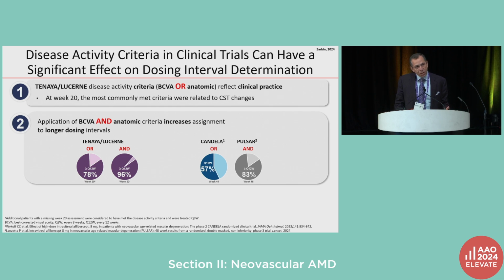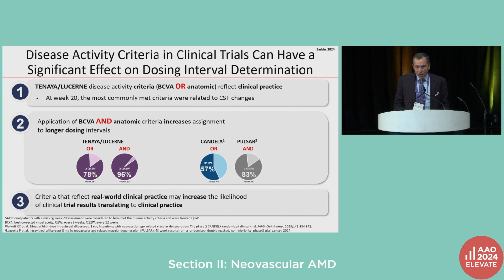When we require a change in vision and anatomy to mandate an injection, we're going to probably see an increase in the durability estimate, which is what we observed in the post hoc analysis of the Tenaya and Lucerne data. And this may perhaps underlie also the difference in the durability estimates that were reported in Candela and Pulsar. I think that using criteria that reflect real-world clinical practice is going to increase the likelihood that the clinical trial results are actually going to be reproduced in our clinical practice.